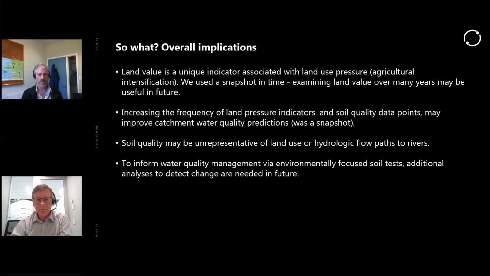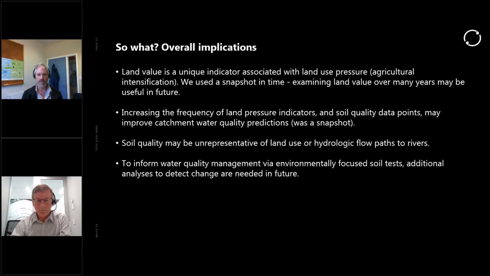Overall implications: land value is a unique indicator associated with land pressure, in other words, agricultural intensification. So we use a snapshot in time. We tried examining the land value over many years. It may well be useful in the future if some more work was developed.